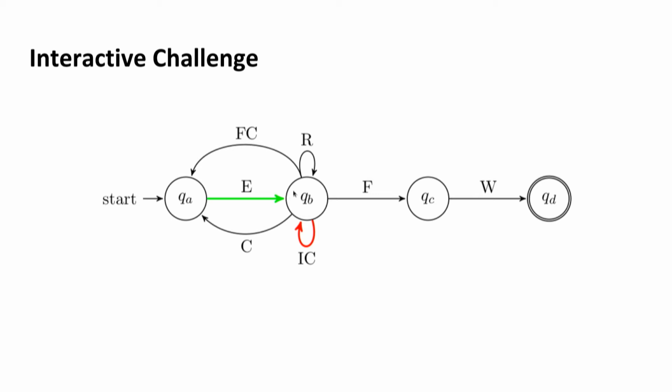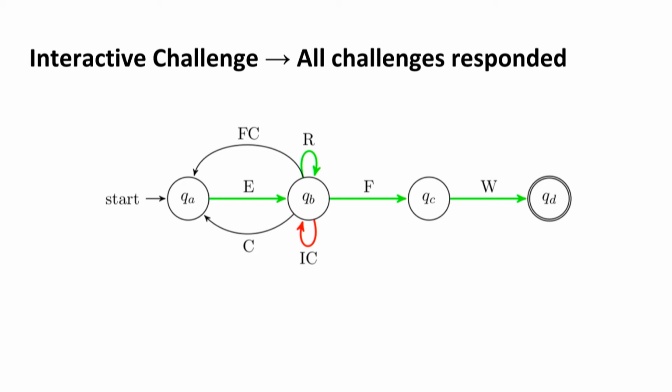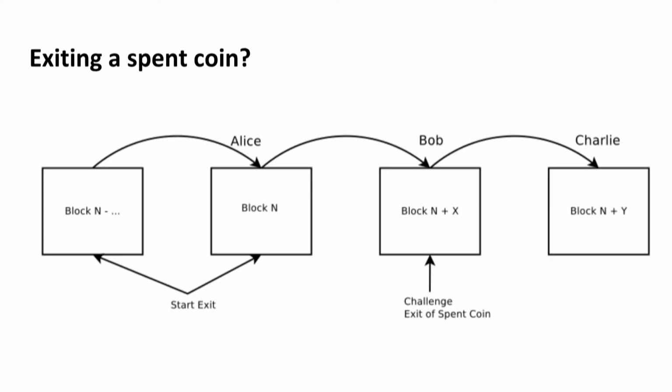In the interactive challenge case, what happens is that you have a counter, which essentially counts how many interactive challenges the coin has. And in order to finalize an exit for a coin, it must have 0 interactive challenges. So if 7 days pass and nobody responds, somebody can call, again, finalize the exit or finalize the challenge, and the coin is no longer being exited. If somebody responds to all challenges, very explicitly all challenges, then you're back in the happy case.